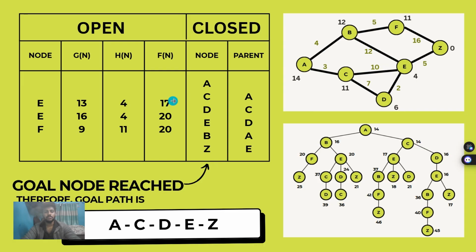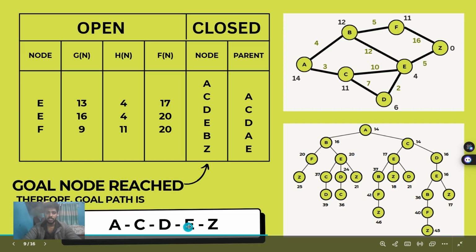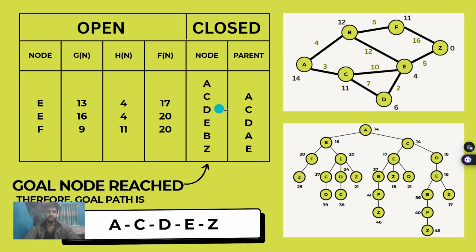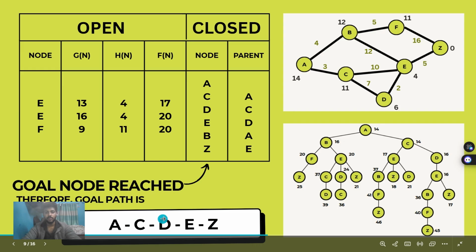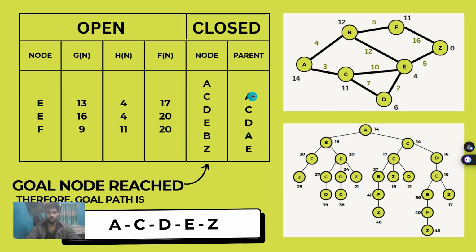Whereas this path will be found out as we have written our closed node Z and its parent as E, we will be going backwards. For Z, the parent is E. Then for E, we will be finding here. For E, the parent is D. We will be writing the D here. From D, we will be finding who is the parent. From D, the parent is C. We will be writing the C here. From C, we will be finding who is the parent. A. Finally, we have reached our main parent here.